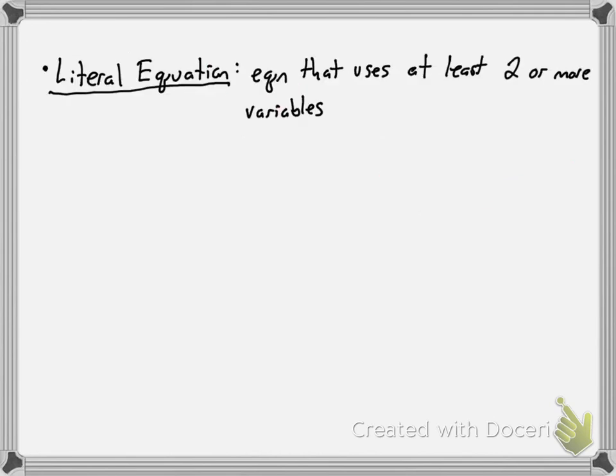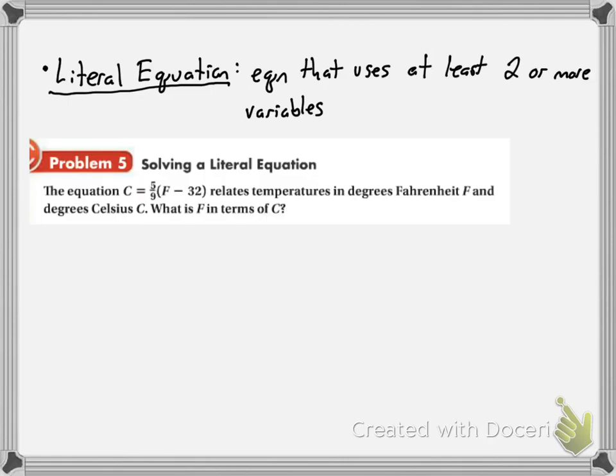The last thing that we're going to look at today is a literal equation. A literal equation is an equation that uses two or more variables. You might see a lot of these in any science class you take, or especially a physics class. The example we're going to talk about deals with temperature. The equation C equals 5 over 9 (F minus 32) relates temperature in degrees Fahrenheit to degrees Celsius. They're asking, what is F in terms of C? When you see a question like this, what they're basically asking you to do is to get F by itself, or solve for F.